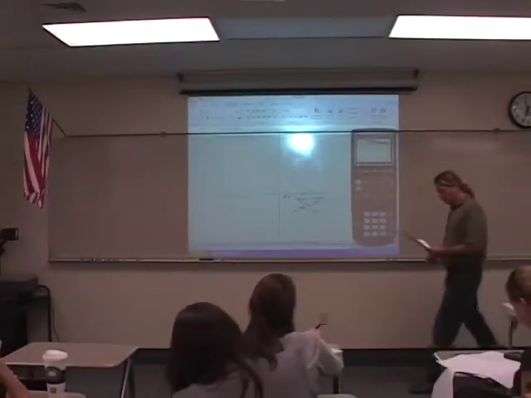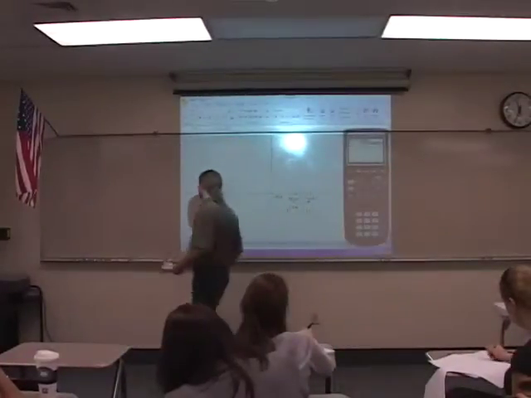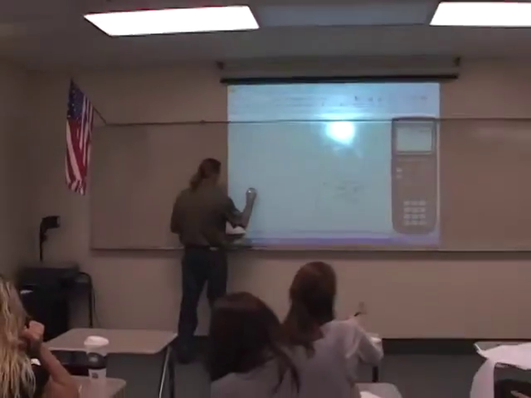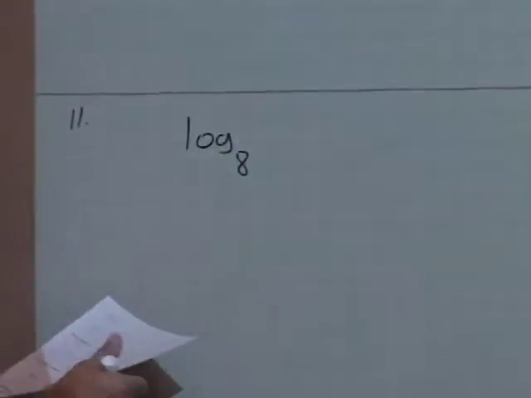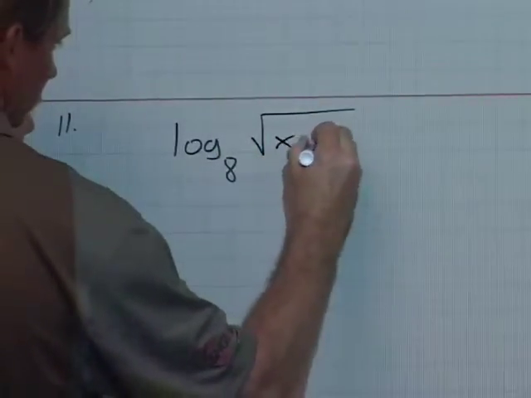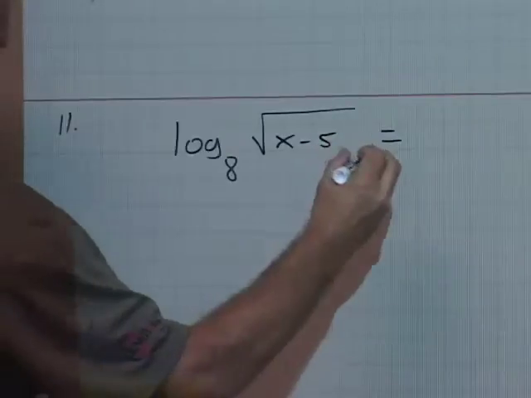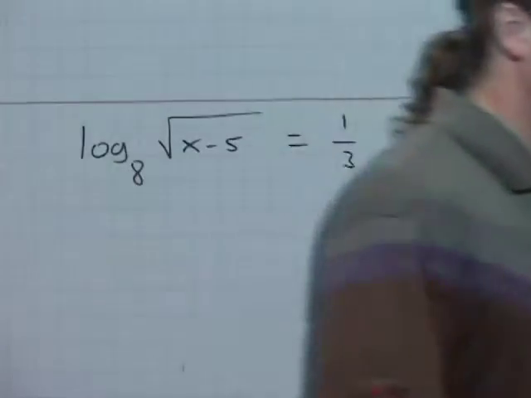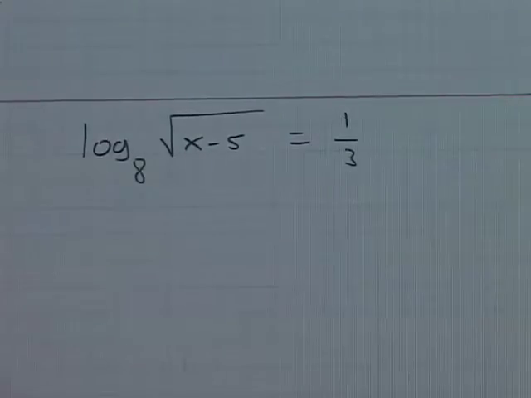We need to solve this one, number 11. Here's an actual equation. Log base 8, that's not a typo. Almost looks like 2 G's, doesn't it? What's the first thing to do here?